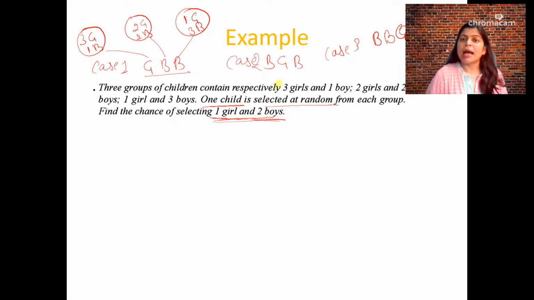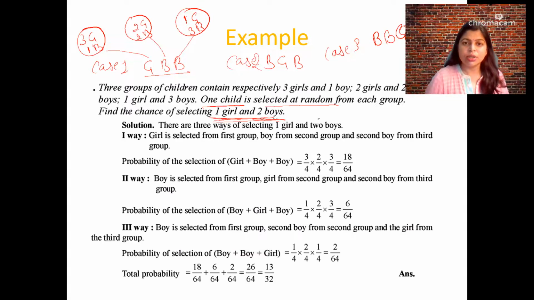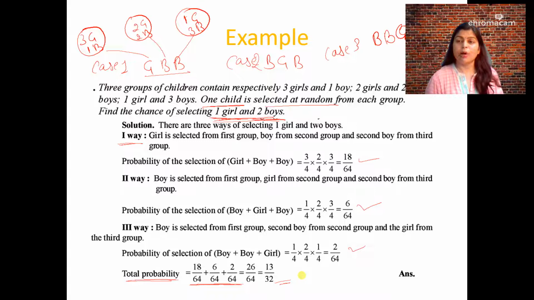So I have to find out the probability of each case, case 1, case 2, and case 3, but these 3 cases are mutually exclusive, so finally we will add all those probabilities. Here is the solution of this problem. You can see the first way, you will get the probability, then the second way you will get the probability, and the third way you will get the probability. Finally, these are mutually exclusive, so we have added all these probabilities and you will get your answer. This type of problem you can solve through this method.